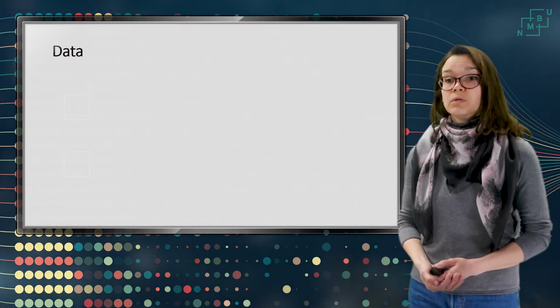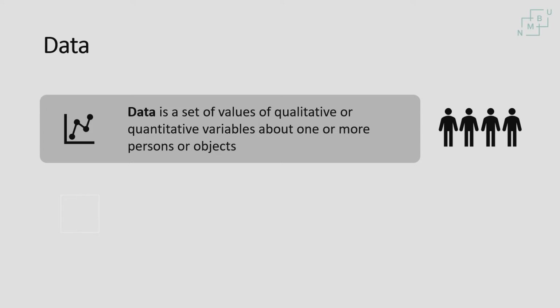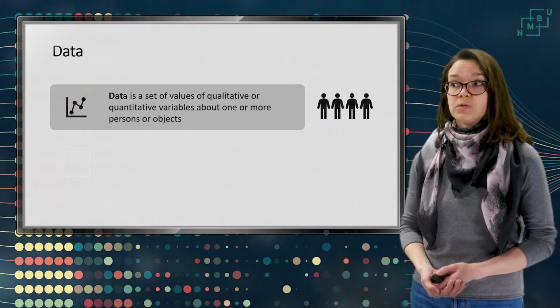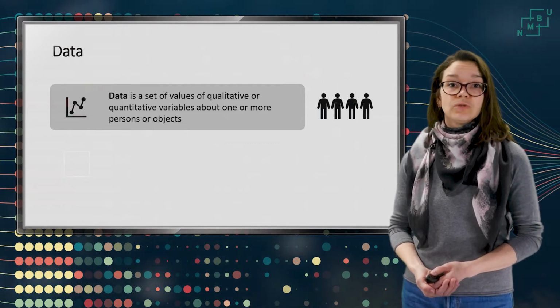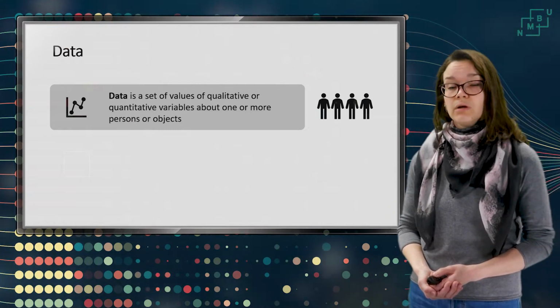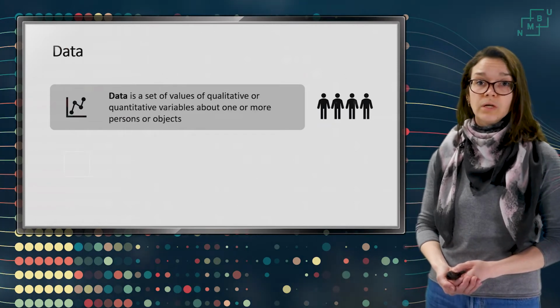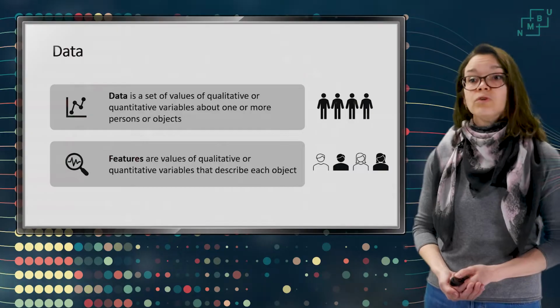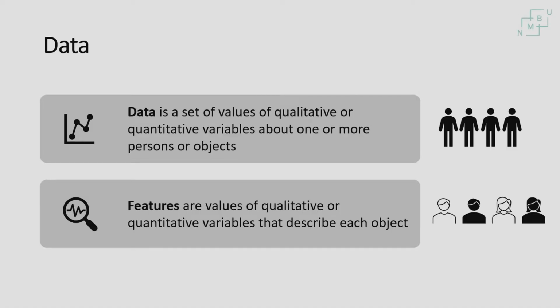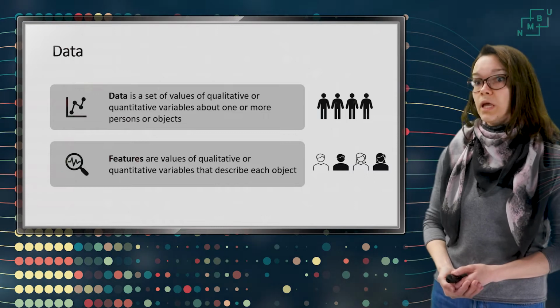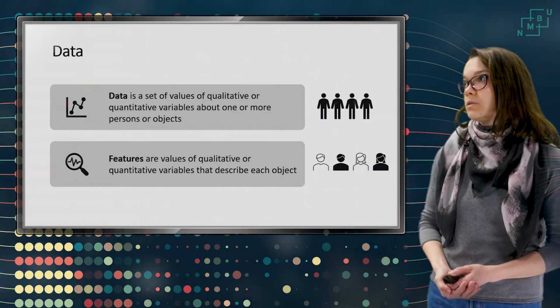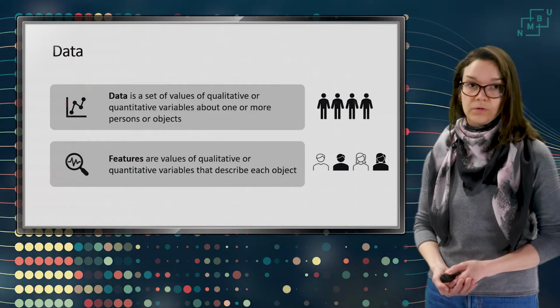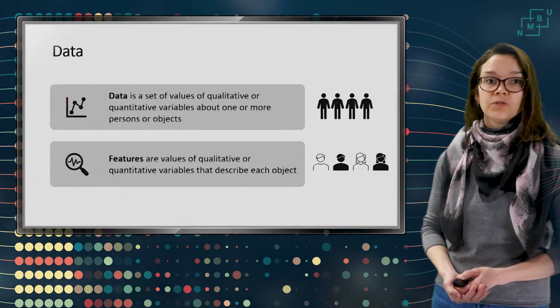Let us first discuss what it is strictly speaking. Data is a set of values of quantitative or qualitative variables about one or more persons or objects. Examples of data can be students' grades on exam, population survey, healthcare data, and many others. An often used term in machine learning that is related to data is the term feature. Features are values of qualitative or quantitative variables that describe each object. We can consider as features, for example, age of person, gender, ethnicity, their income, and other types of explaining features.